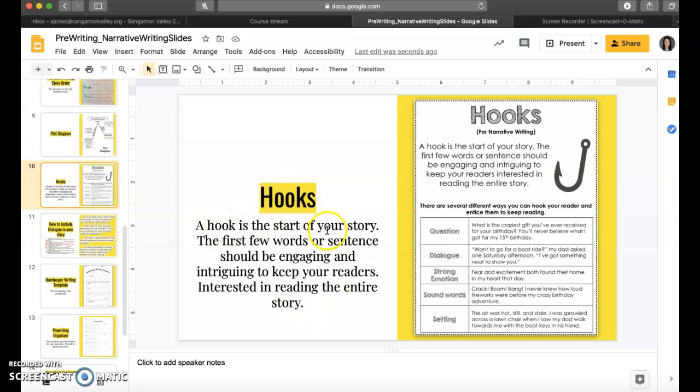We'll talk briefly about a couple more things here. Hooks. A hook is the start of your story. The first few words or sentences should be engaging and intriguing to keep your readers entertained. Here are some examples of hooks.